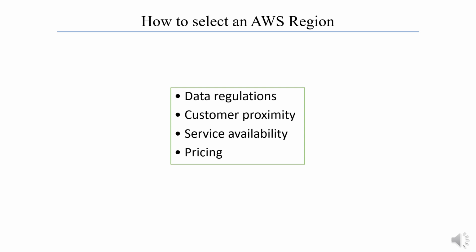Customer proximity. Selecting a region near customers can help to make the service faster. It provides lower latency and better performance. Service availability. All AWS data centers do not support all services and features. The reason is that to make a new service available, AWS is required to build infrastructure in the data center. Pricing. Prices might vary from region to region.